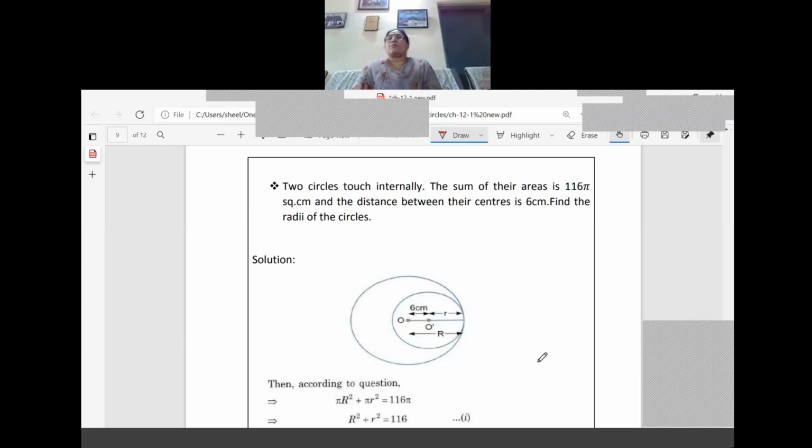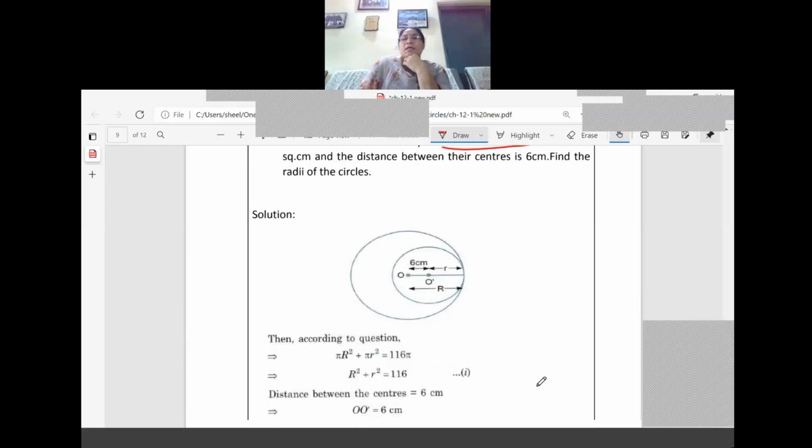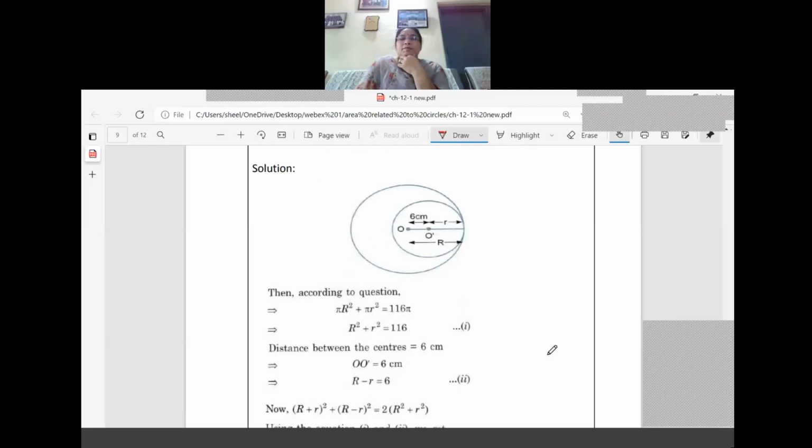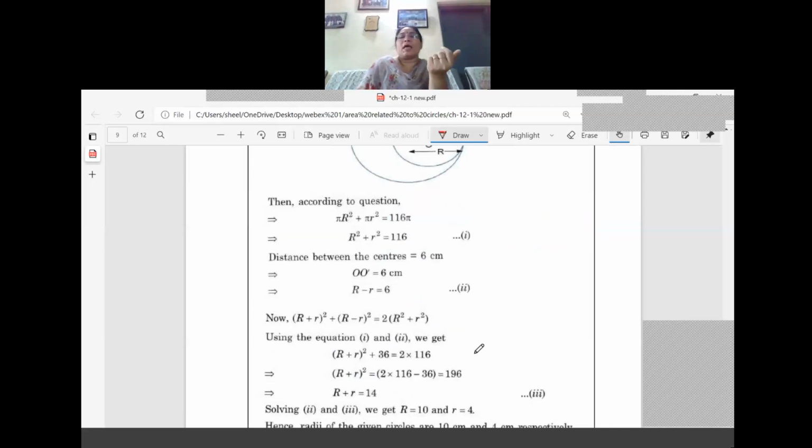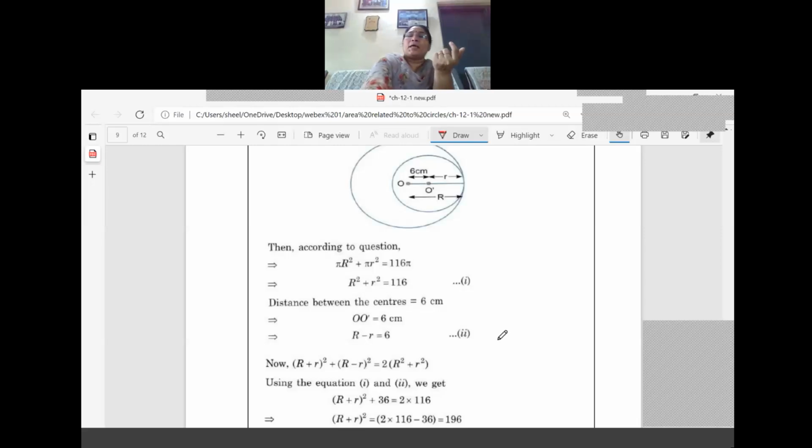So again the sum of their areas. Same rule, pi R square plus pi r square. Here capital R and small r are given in the question. So we have used R square plus r square equal to 116. Now the question here we have taken as what is the distance between the two centers? The distance between the two centers is equal to 6, right? So that we have used here, the bigger R, that is capital R minus small r, that is equal to 6. So we have got R minus r equal to 6.